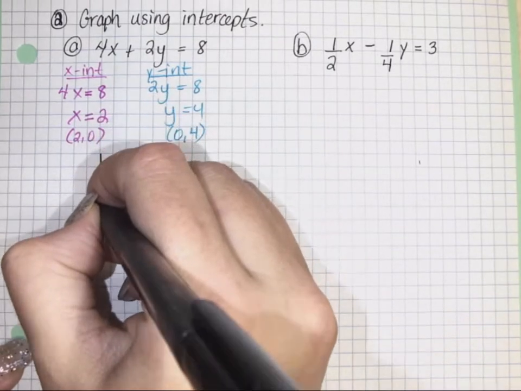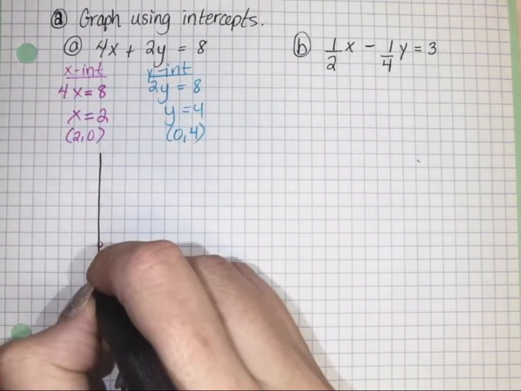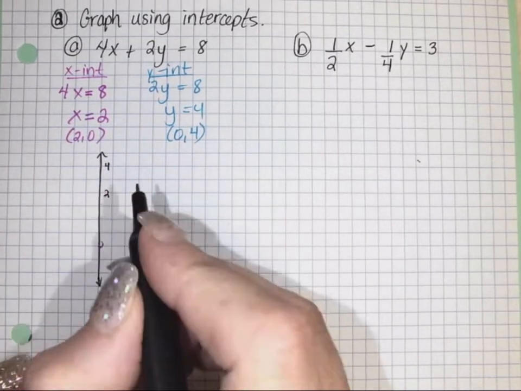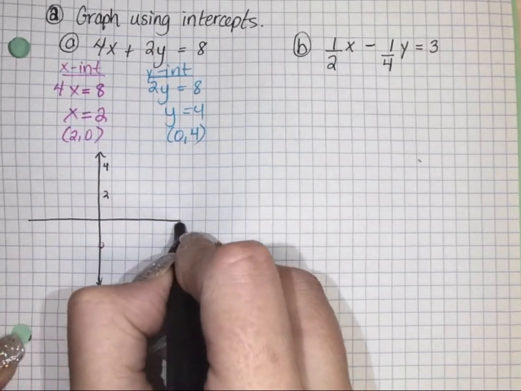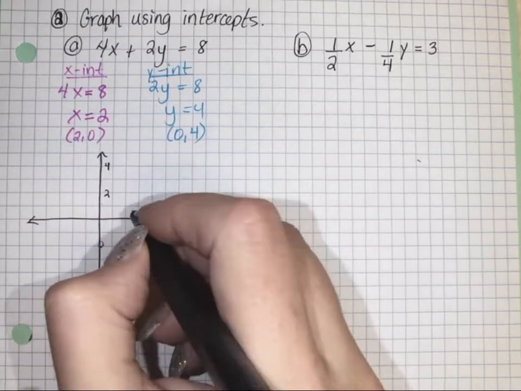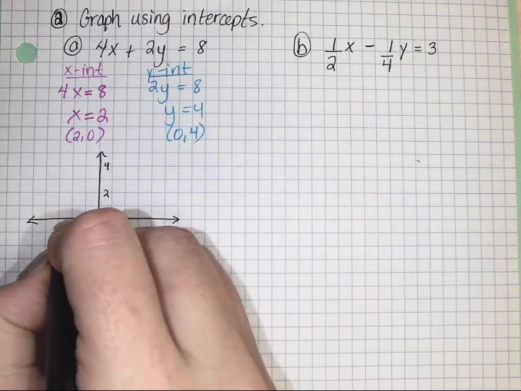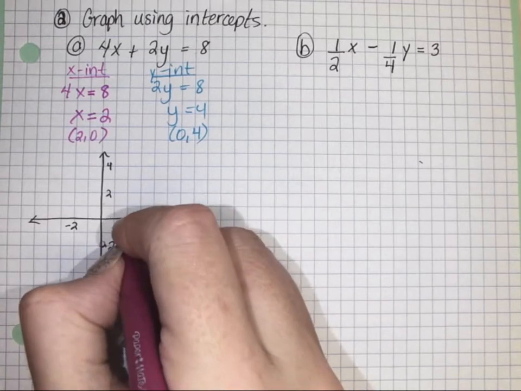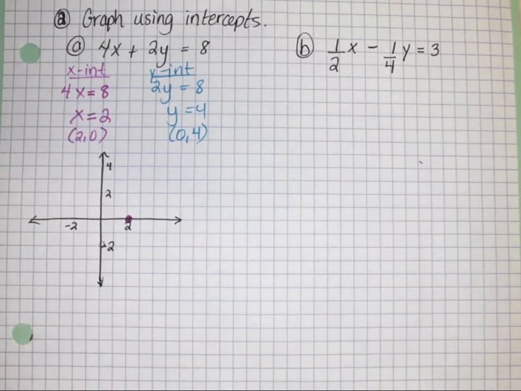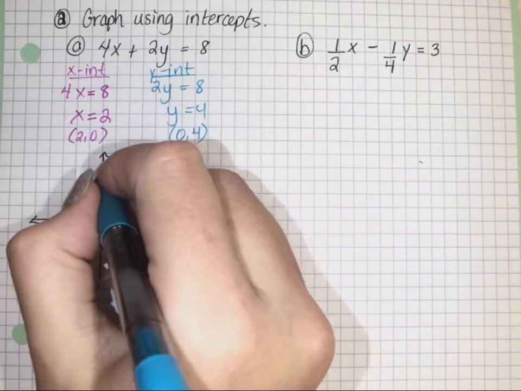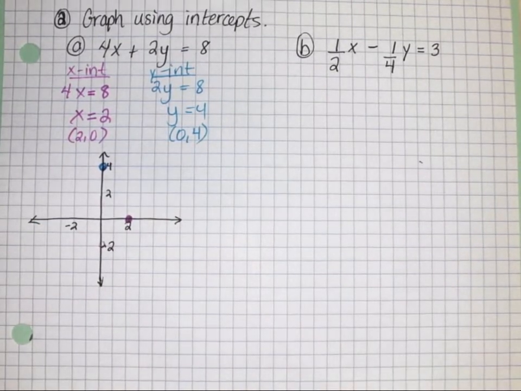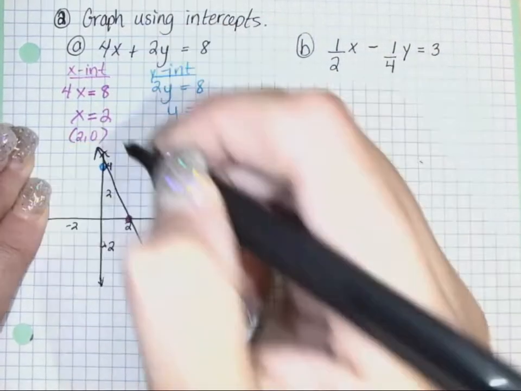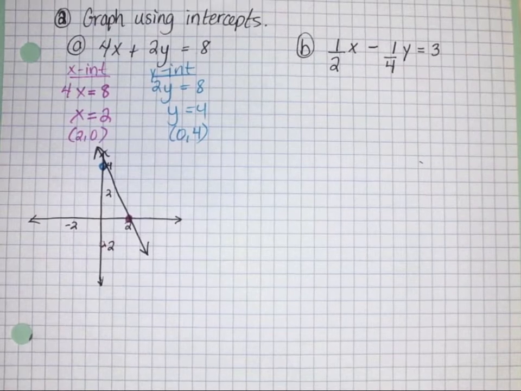Sketch a graph. Make sure that your y-axis goes up to at least 4. And then make sure your x-axis goes out enough spaces for you to plot 2, which definitely won't be hard. And then we're going to plot our x-intercept, which is 2. Plot our y-intercept, 4. And just connect your line through those. And voila, you've graphed quickly.